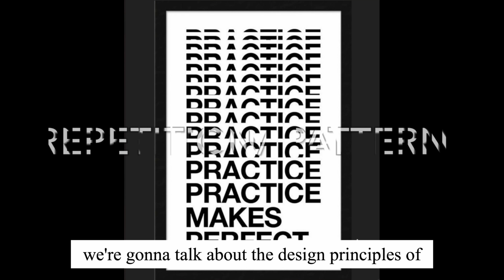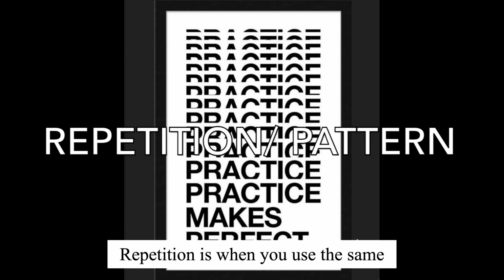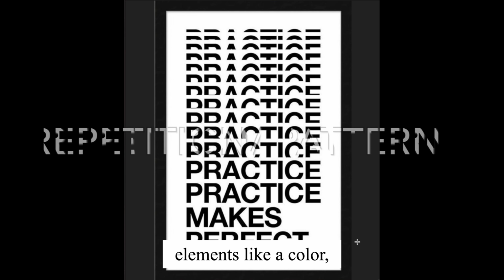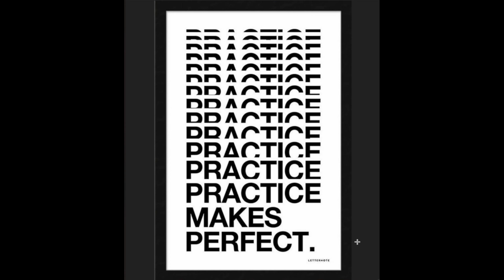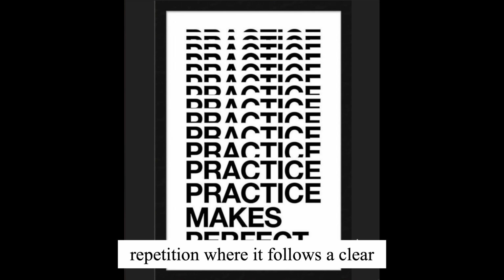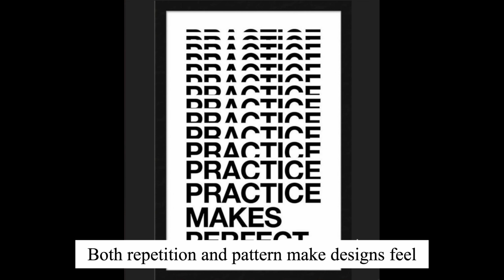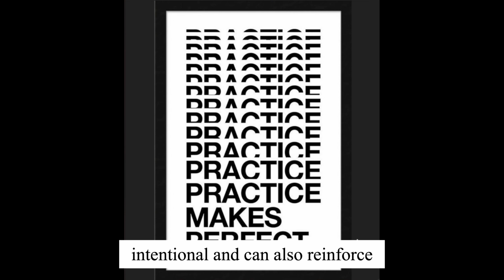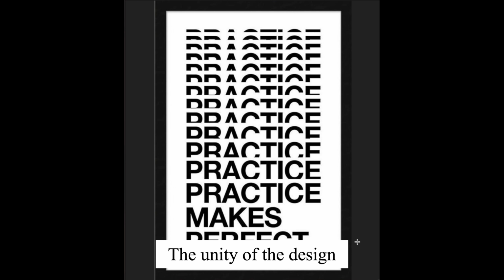Next, we're going to talk about the design principles of repetition and pattern. Repetition is when you use the same elements like a color, shape, or font to create consistency and unity in a design. Pattern is more like a structured kind of repetition where it follows a clear and predictable order. Both repetition and pattern make designs feel intentional and can also reinforce the unity of the design.